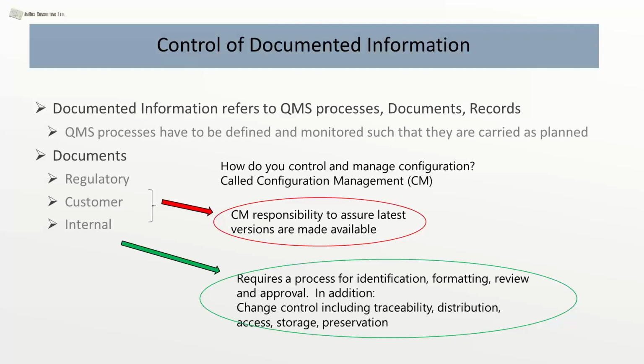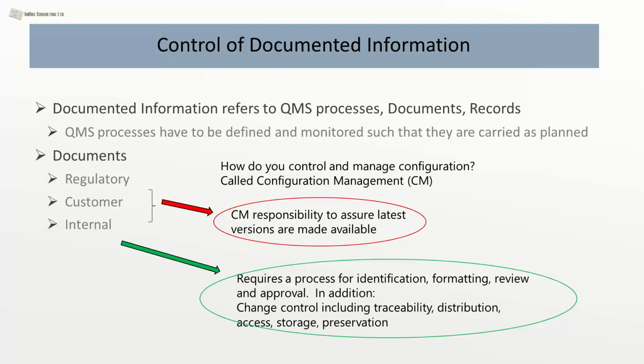Now let's look at the documents, and there are really kind of three categories of documents. The first is regulatory. This is basically all the regulations that apply to the nature of your business, whether they're government regulations or safety regulations. So all of those have to be controlled and managed, and it's very important that the latest version of those documents be available to the personnel.